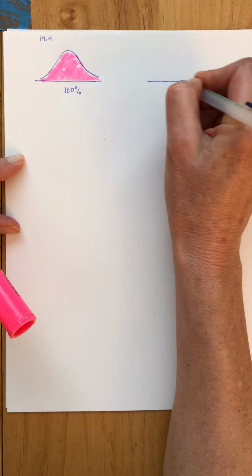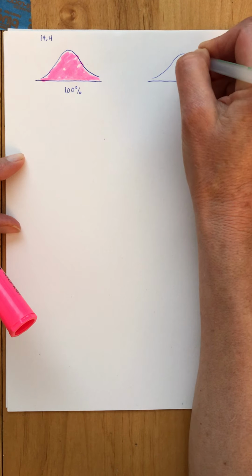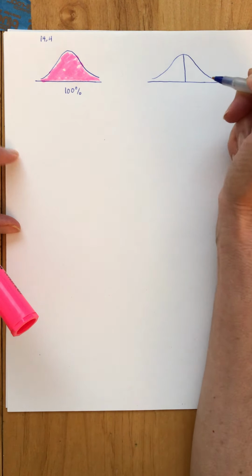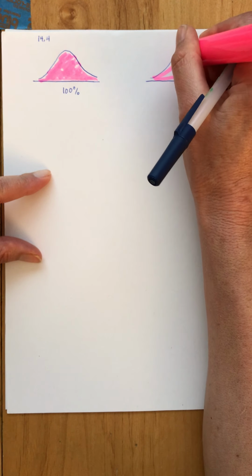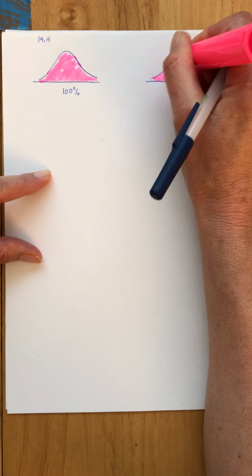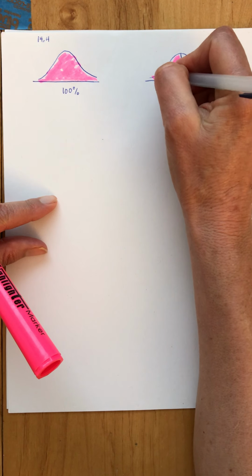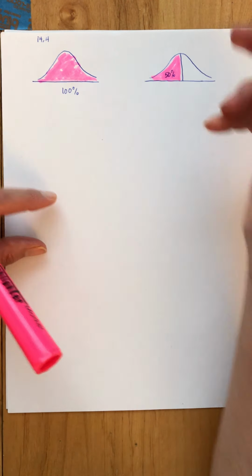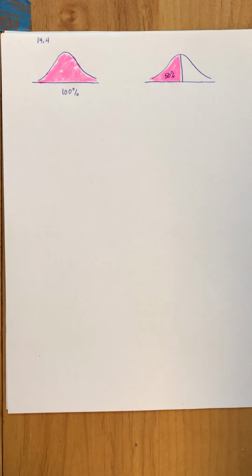Now, what if we draw a picture like this, where we put the mean? Remember, the mean is right in the middle, so the mean divides it in half. If we're looking at this shaded area, what does that represent? Well, that's 50%. Half is in there, okay? Then we have the rule that divides it up using standard deviations.